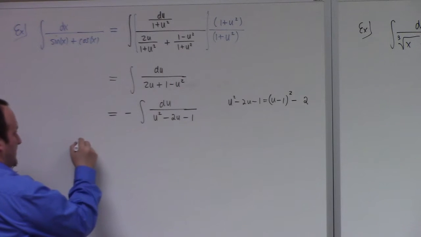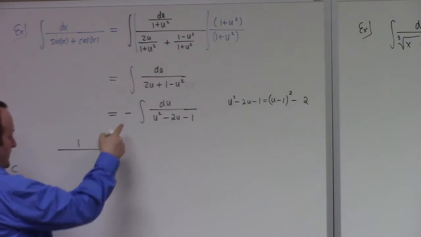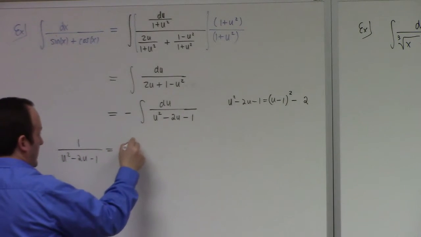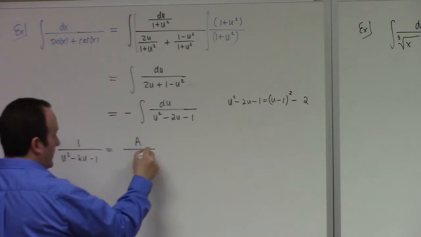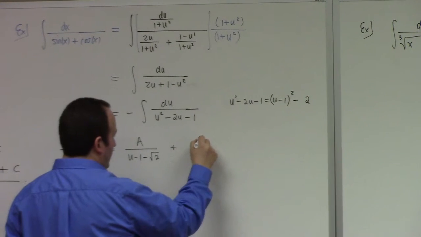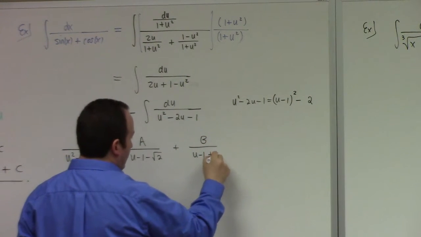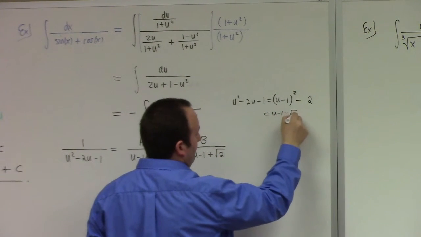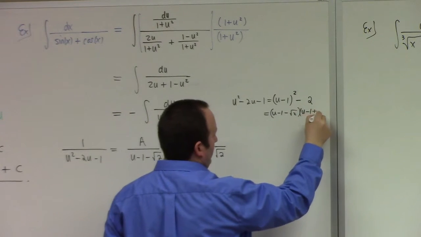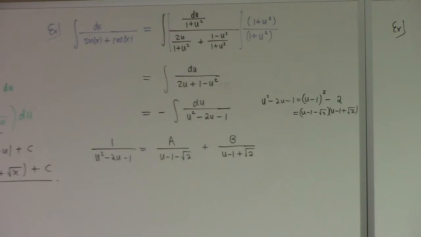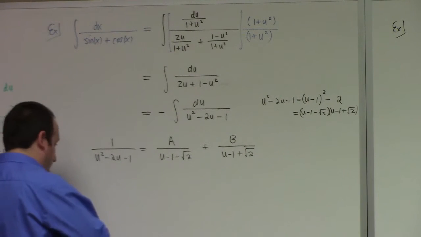So I'm facing the problem 1 over, I'm going to leave the minus there, u squared minus 2u minus 1. This is really something like a over u minus 1 minus the square root of 2 plus b over u minus 1 plus the square root of 2. See, because this factors. Right? Unpleasant, but true. And so, usual partial fractions, what do I get?